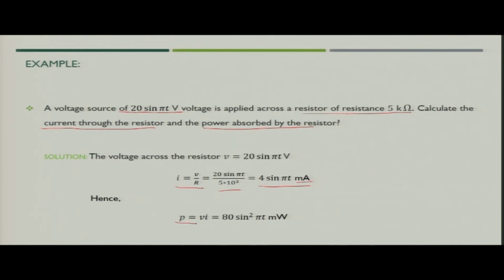Now, to calculate the value of power P, P is nothing but V I. So, this power P would be instantaneous power, because we are using instantaneous voltage and current. So, you just simply use voltage V, that is 20 sin pi t, and then multiply with the current which you calculated, that is 4 sin pi t, and you will get the output as 80 sin square pi t milliwatt.